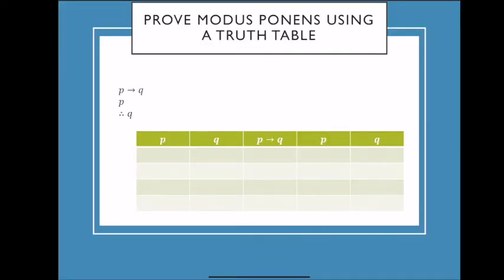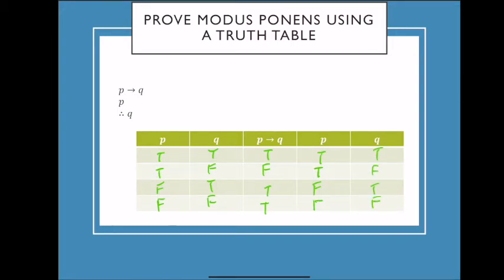So here we're making a modus ponens truth table. I've got my P's and Q's. Okay, true implies true is true. True implies false is false. False implies true is true, and false implies false is true. P is true, true, false, false. And Q is true, false, true, false.